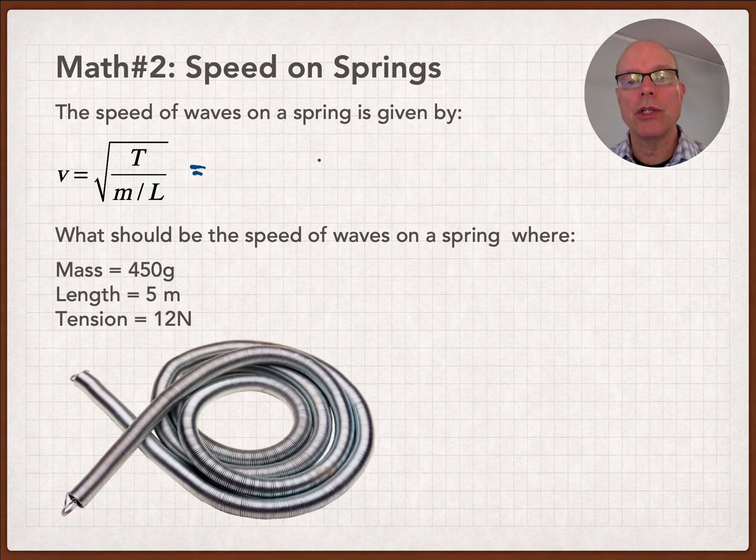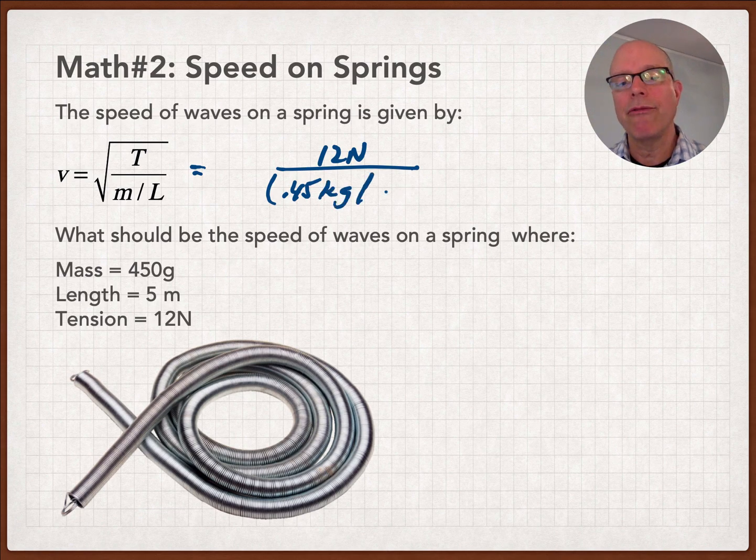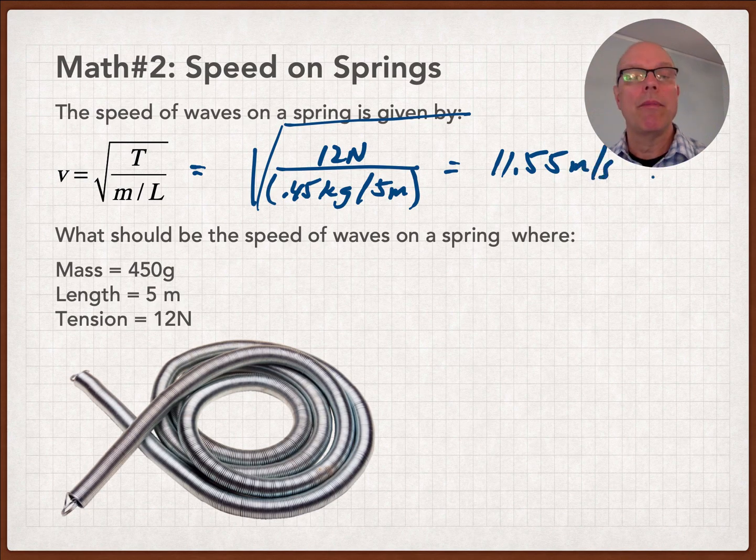So we've got tension is going to be 12 newtons. We're going to divide that, and I'm a big fan in your calculator of making sure you open up a parenthesis. So I'll type in 12 divided by parentheses 0.45 kilograms divided by 5 meters, and then close the parentheses and hit equals. And then once you're done with that, you can go ahead and throw the square root symbol at the thing. And if you do it all right, you should get 11.6 maybe meters per second.